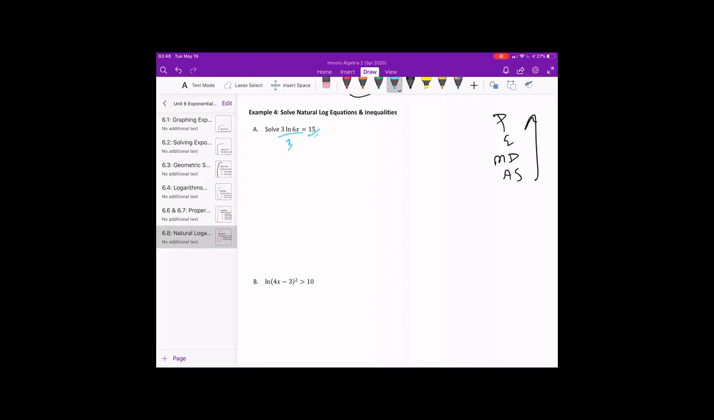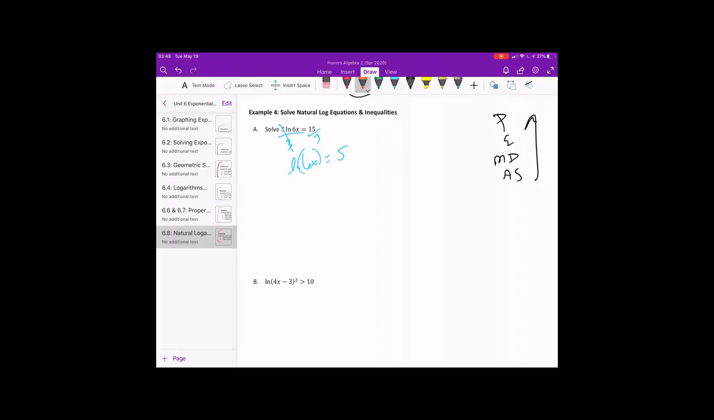Now, I know what some of your temptations are going to be. You want to divide that 6x by 3. That's not what happens. This is like being inside a radical. We can't touch the things inside a radical. Same thing. We can't touch the things inside a log. And so we're going to get the natural log of 6x is equal to 5.